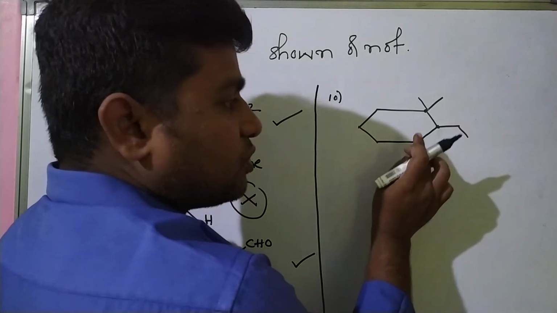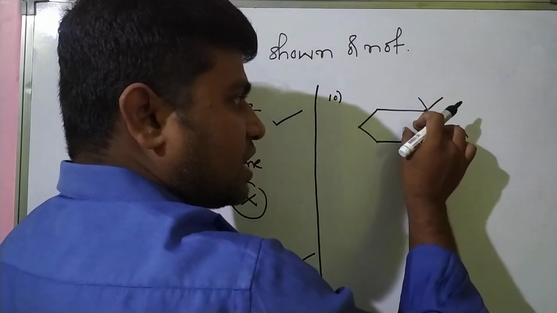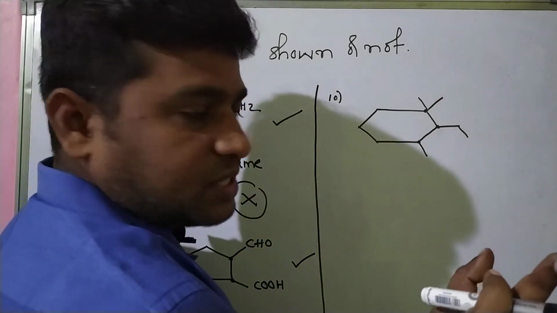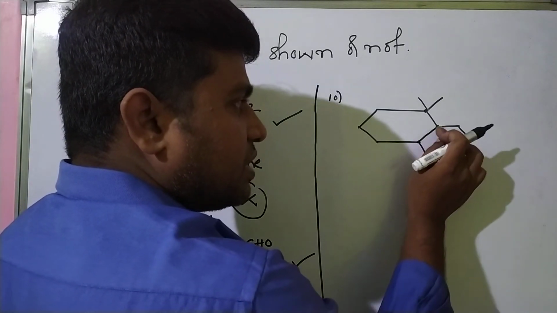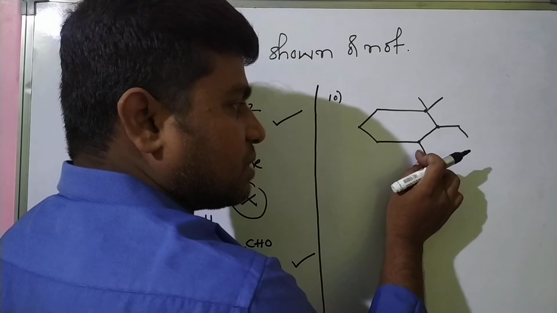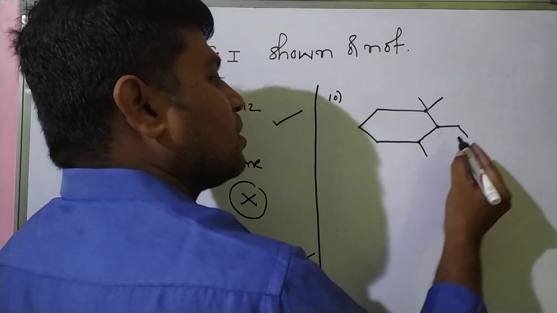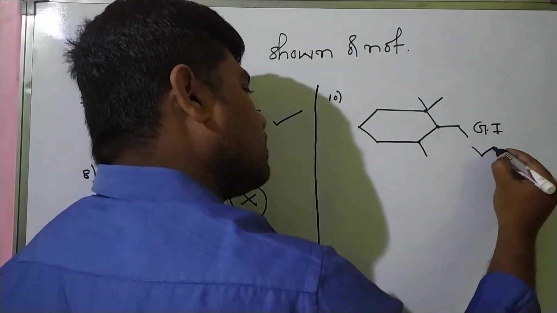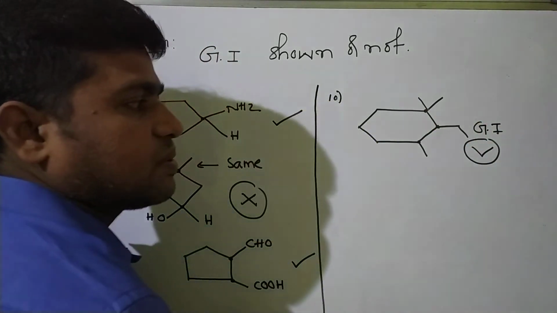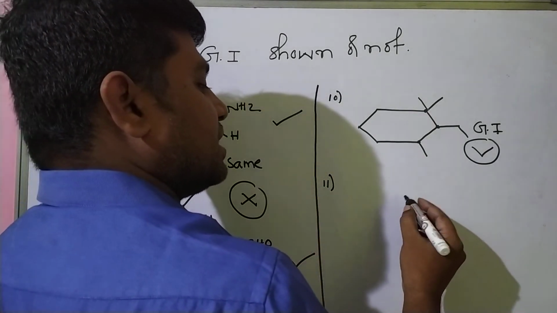Okay, understanding the overall result. If we consider these two, this compound does not show geometrical isomerism, but if we consider this carbon and this carbon, these 2 carbon atoms have different substituents. Definitely the overall result is, it shows geometrical isomerism. It shows geometrical isomerism. Next, and another example.